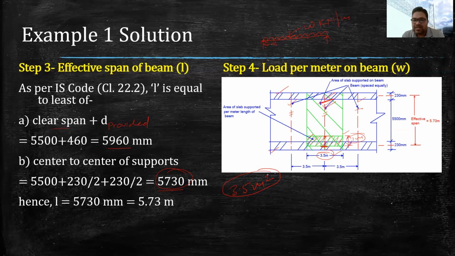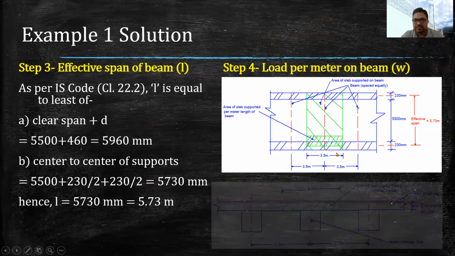So on this area, what is the load? That is the load we have to find out in our case. On this area, the floor slab is there, the self weight of the beam is there, live load is there, and floor finishing will also be there. The same diagram, I mean, if we cut the section from here to here, the section will be shown something like this.